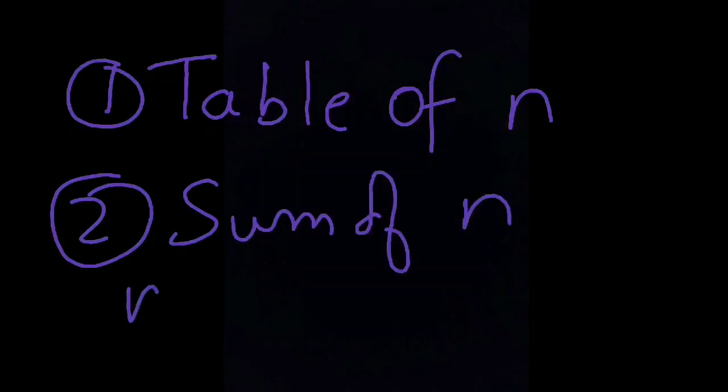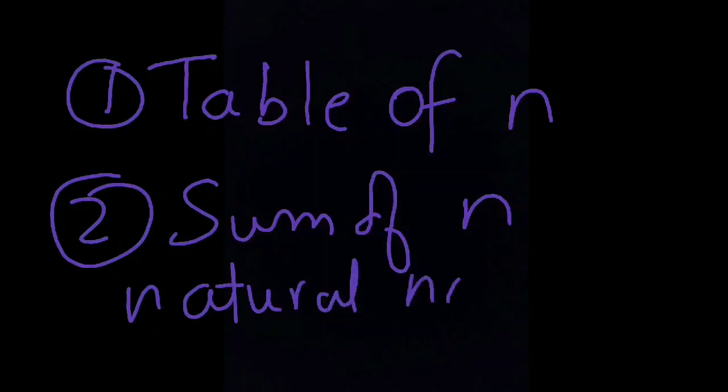Okay, so what actually are the questions which we are going to do? How many questions? I told you two questions. The very first question which we are going to do is table of n. Okay, what does it mean? User will enter any number and we will have to print the table of that number. Okay, the second question is sum of n natural numbers. Okay, we will calculate the sum of first n natural numbers.